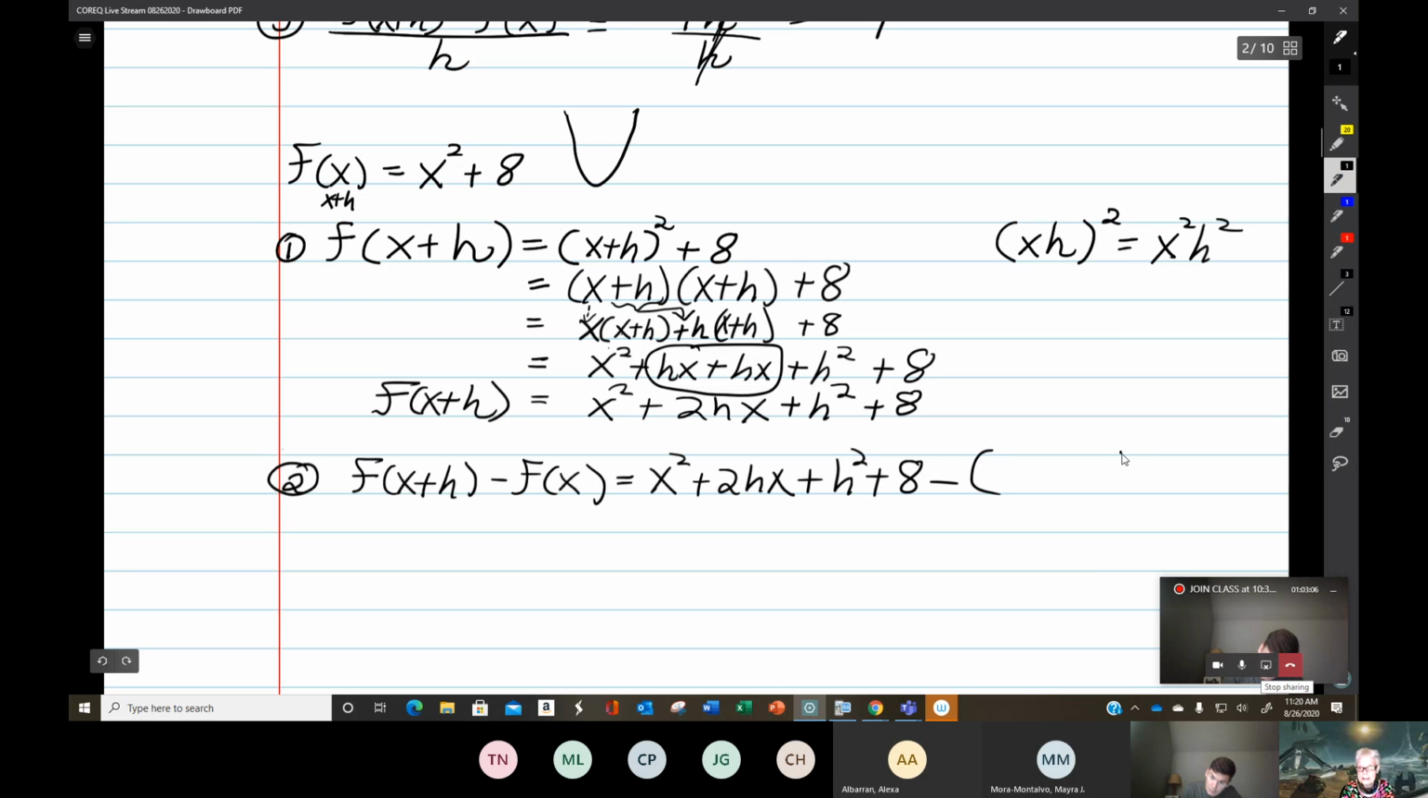Minus parentheses x squared plus h, 8. I've gotten myself into a repeating loop now. Okay, so here's f of x plus h minus f of x. Now I'm going to distribute the minus sign to the x squared and to the plus 8. So x squared plus 2hx plus h squared plus 8 minus x squared minus 8.